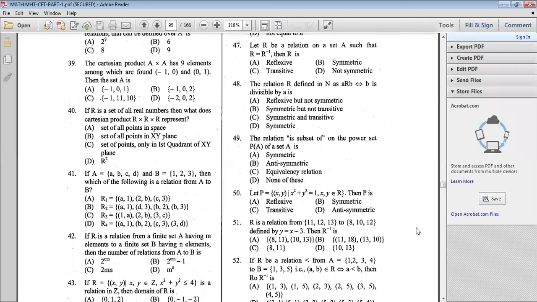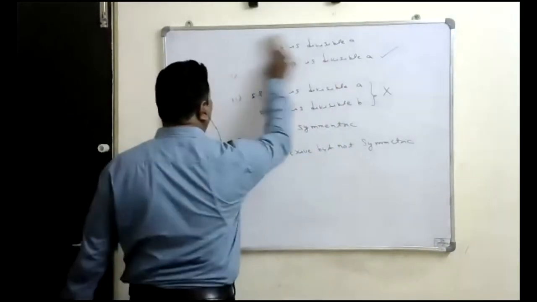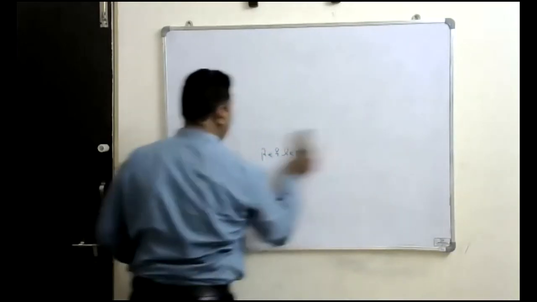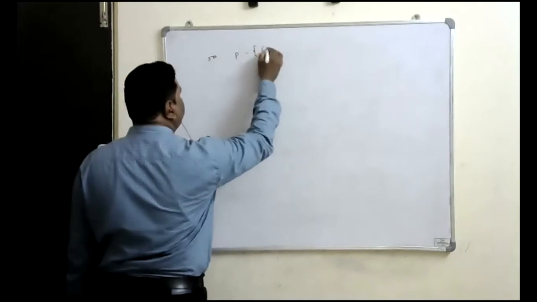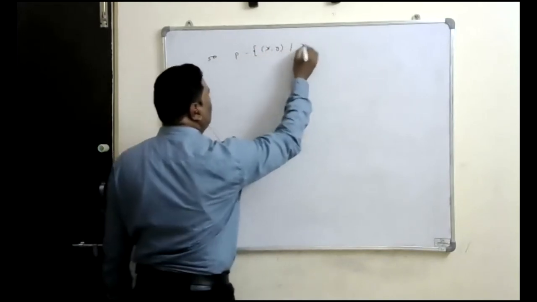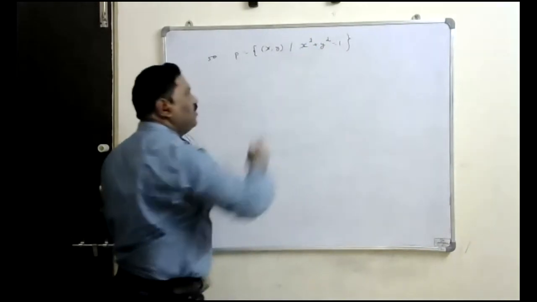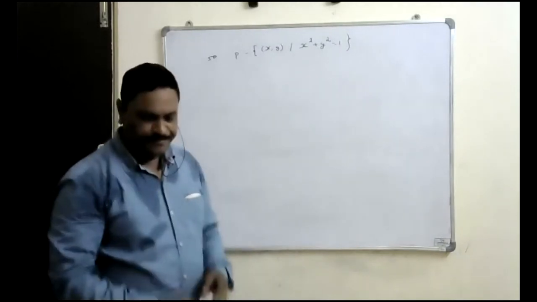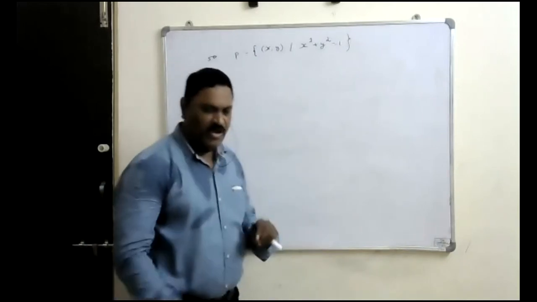P is equal to (x, y), an ordered pair that satisfies x square plus y square is equal to 1. So which relation is it? Observe this 50. P is the set of points (x, y) such that x square plus y square is equal to 1. That point should satisfy that equation, for all the values of x and y.